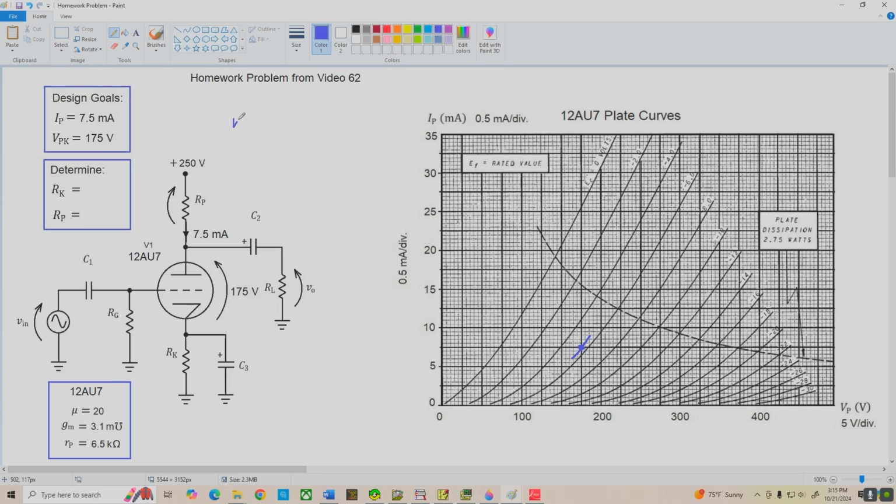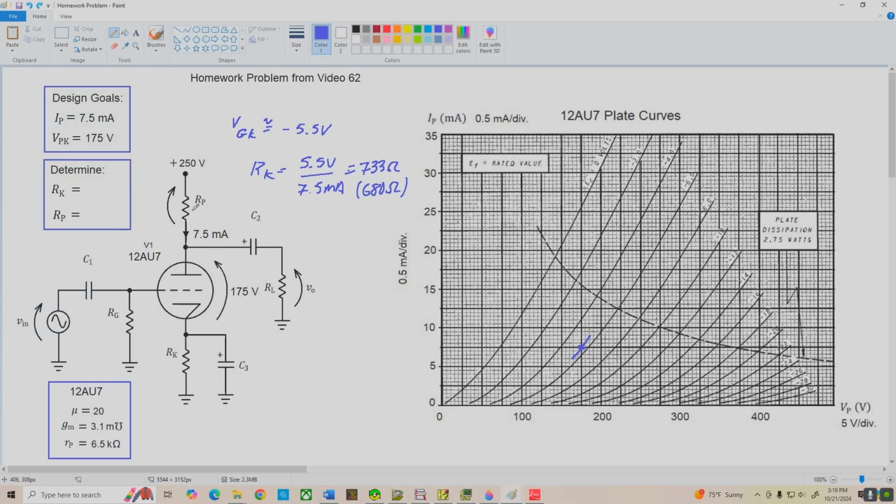So let's just estimate our VGK at approximately -5.5 volts. Now we can find our cathode resistor R sub K, which is the magnitude of VGK, 5.5 volts, divided by the plate current, 7.5 milliamps, and that works out to be 733 ohms. That's not a standard value, but 680 is the closest standard value below it. That's close enough, so let's use 680 ohms, and that'll work out fine, I'm sure.